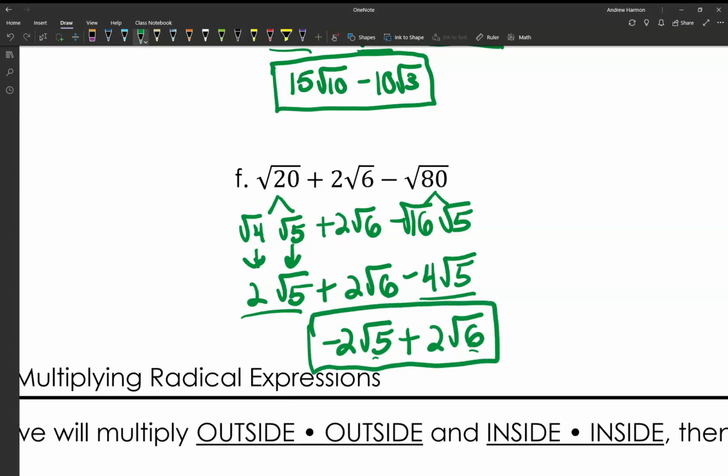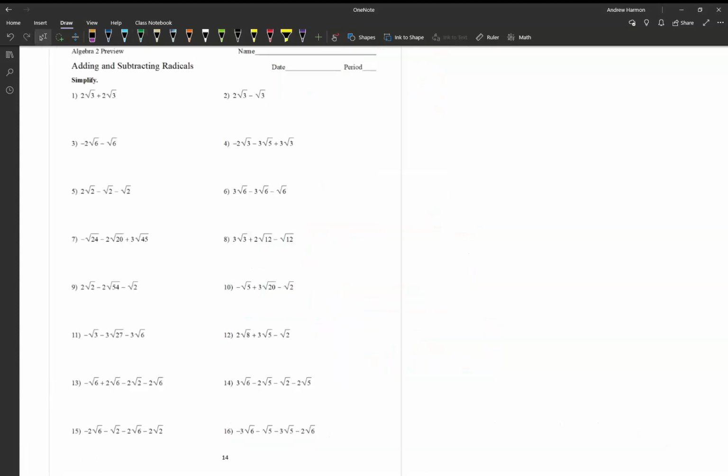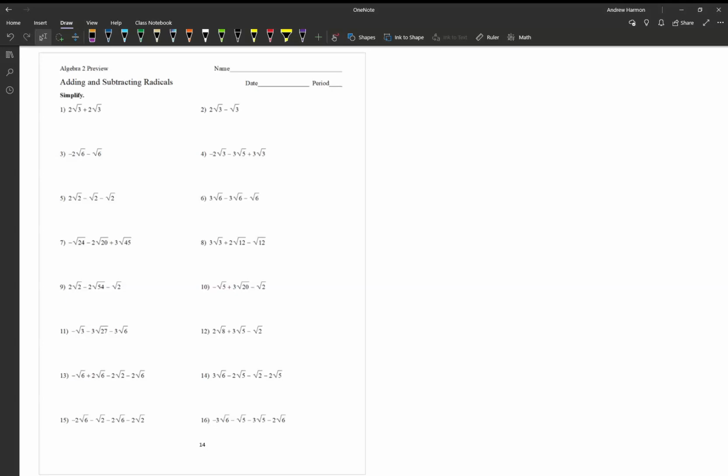And that's basically all you have to do to be able to add radicals together. Here is the page you need to do for practice on this lesson. So take a look at those problems. And if you guys have any questions, feel free to reach out to your teacher and ask them. We're there to help you guys out.